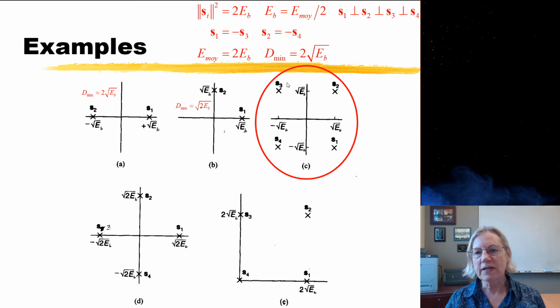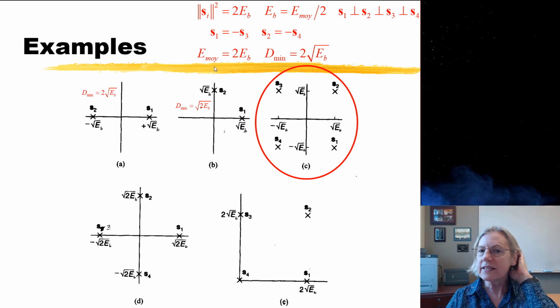Let's figure out what it is for this third constellation. On this constellation, we notice that they're all equidistant from the origin, and we calculate their L2 norm, and we get 2 times EB. Now I have to calculate what EB is. Is it really the average energy for this bit? So this is what I am checking. Is it true?